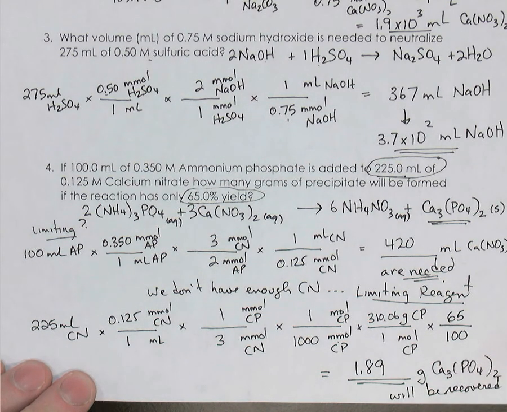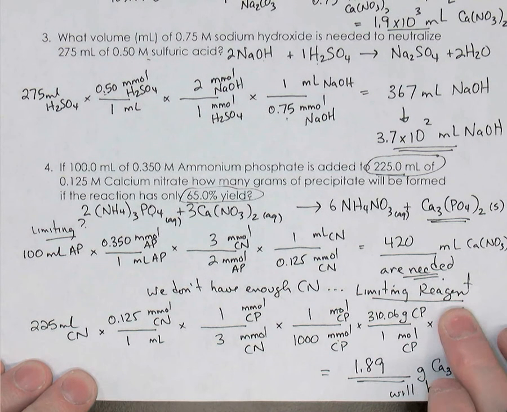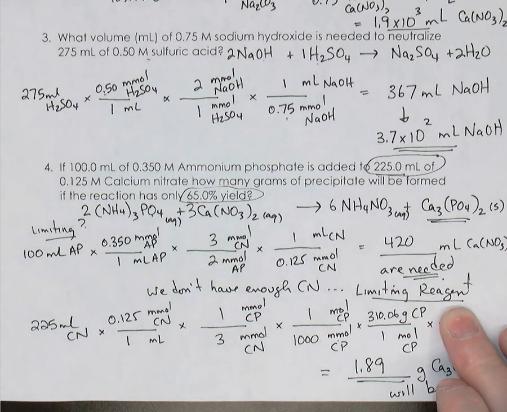Now some people wouldn't have tacked on that 65% at the end. They would have simply calculated that you could make 2.91 grams of calcium phosphate, assuming 100% yield. Then they would take the 2.91 grams, that was assuming 100% yield, and they'd times that by 0.65 because it was 65% yield, and they would get the same answer. Alright, so there's another way to approach that.